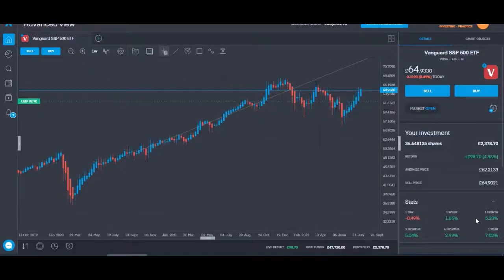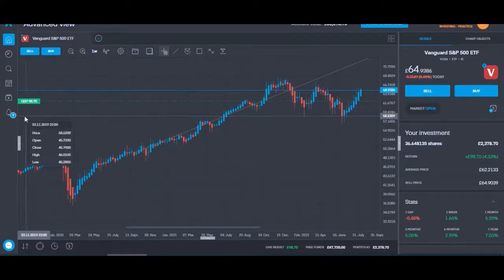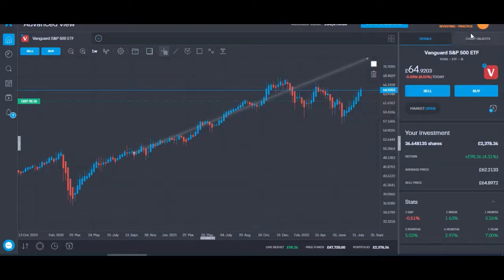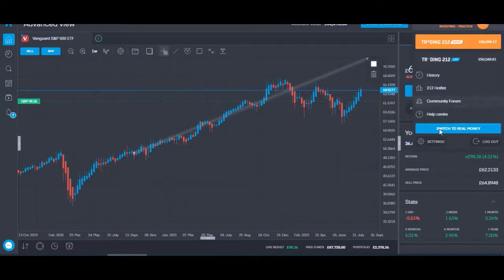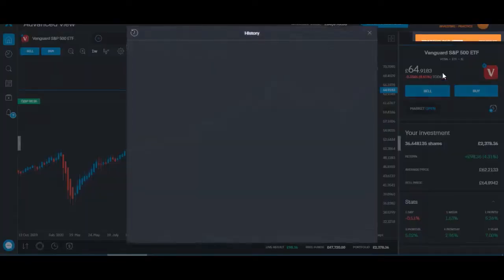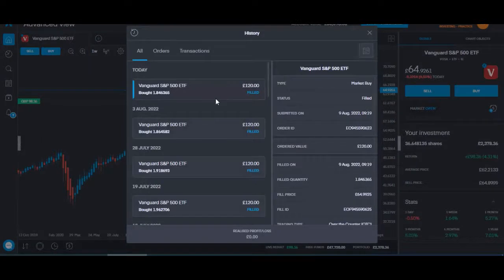Alright guys, it is now 9:30 on Tuesday the 9th of August 2022. This is actually the second attempt to record this. In the first attempt I did make a purchase of £120 into the S&P 500 exchange traded fund. However, since I have completed that purchase, I cannot show it to you other than in the history, so that's what I'm trying to do here.